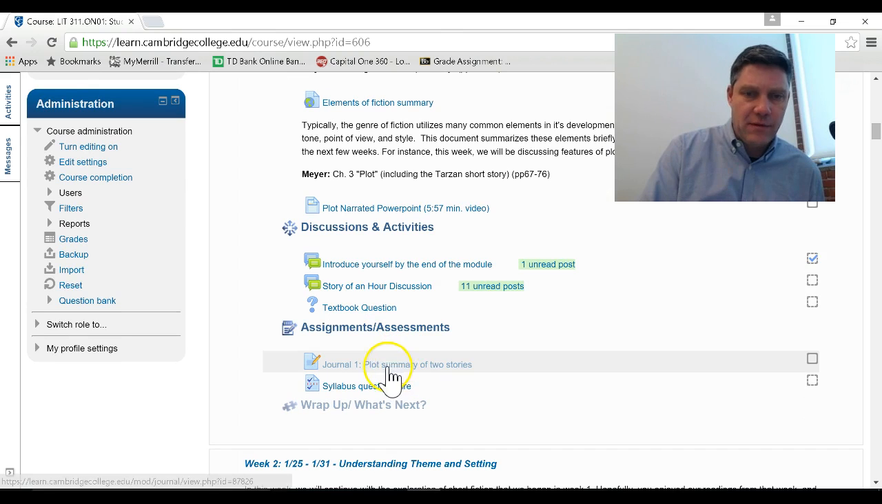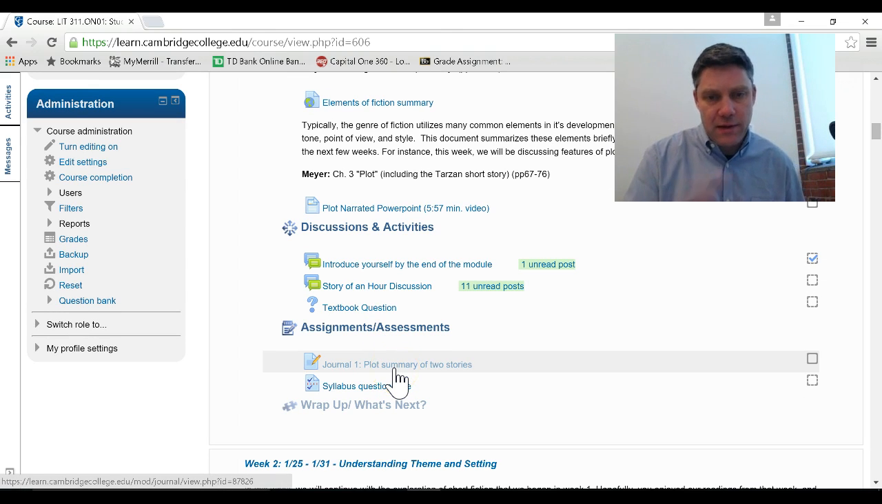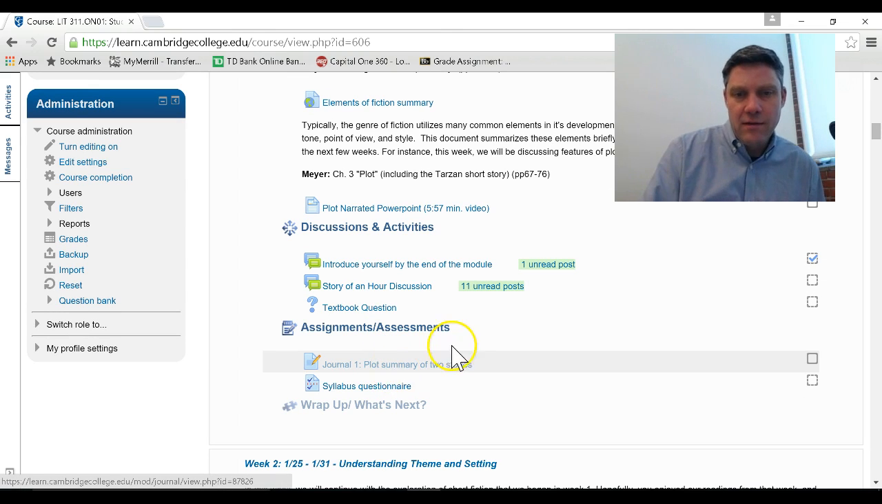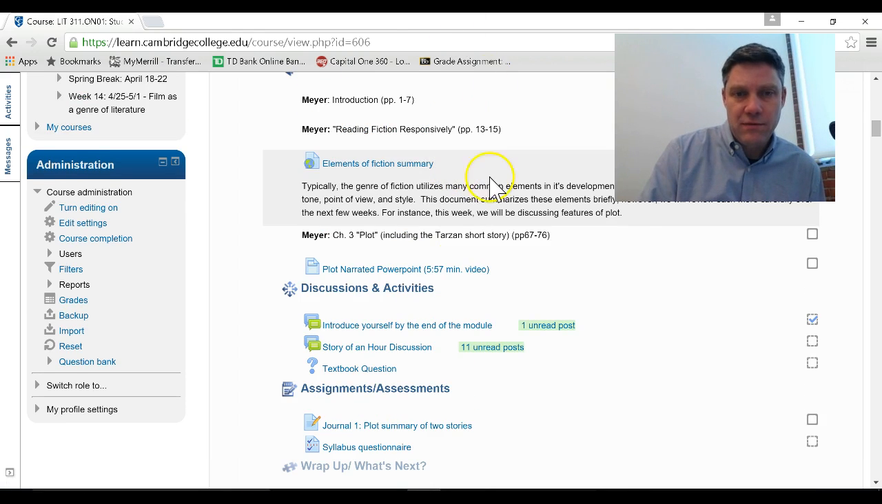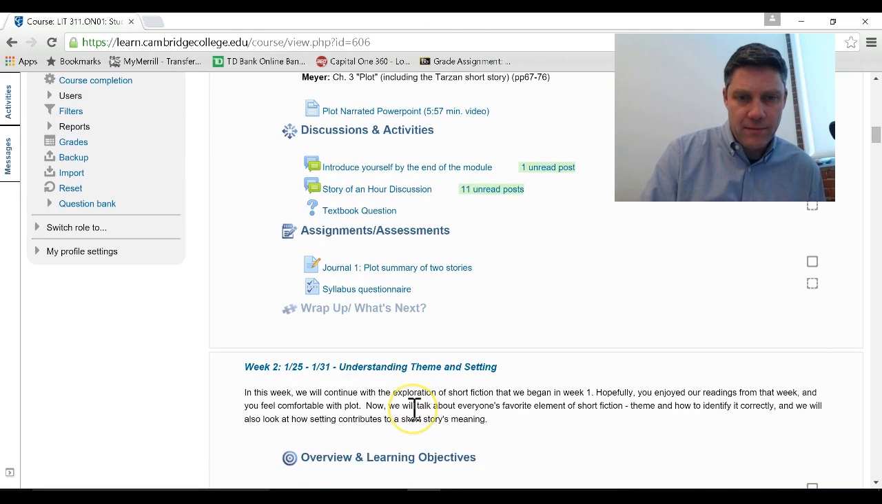And then for assignments, we're going to have journals most weeks, like we had a journal last week and we have a journal this week. The only weeks we won't have journals are the weeks that we have essays. So we made it through this first week pretty well, I think.